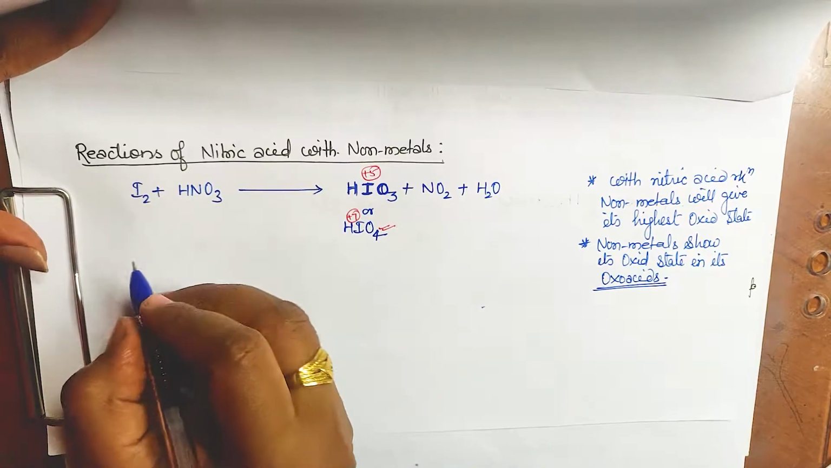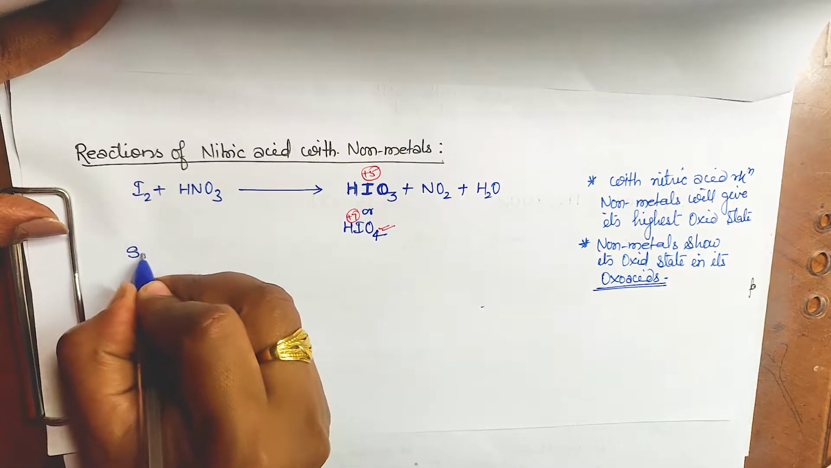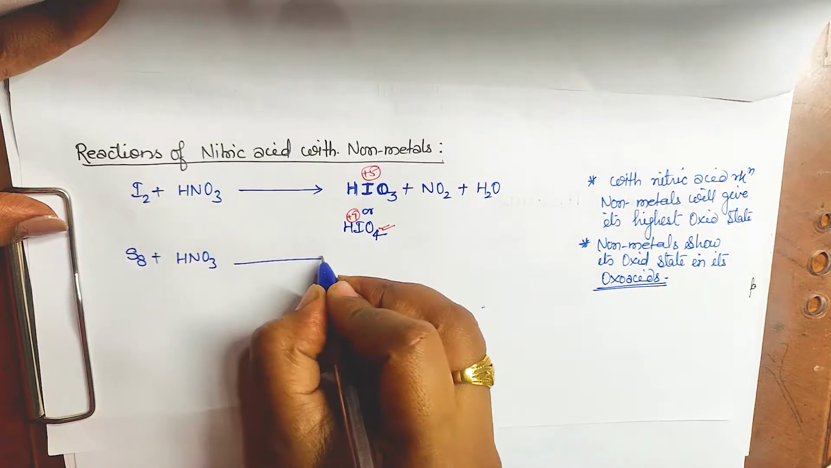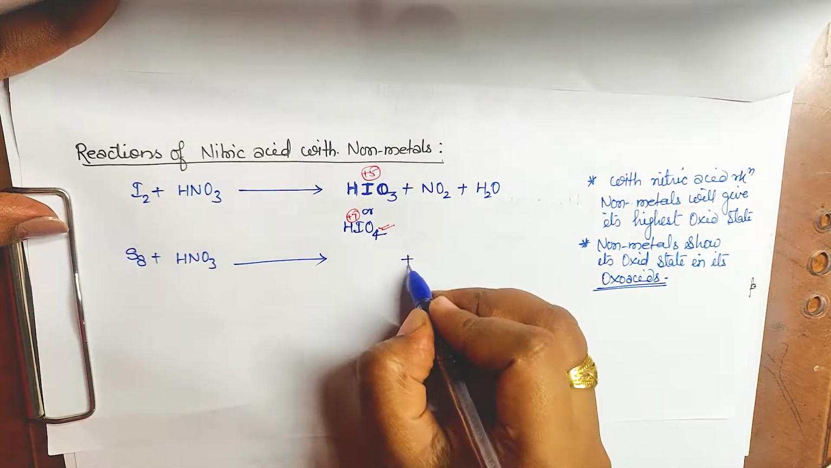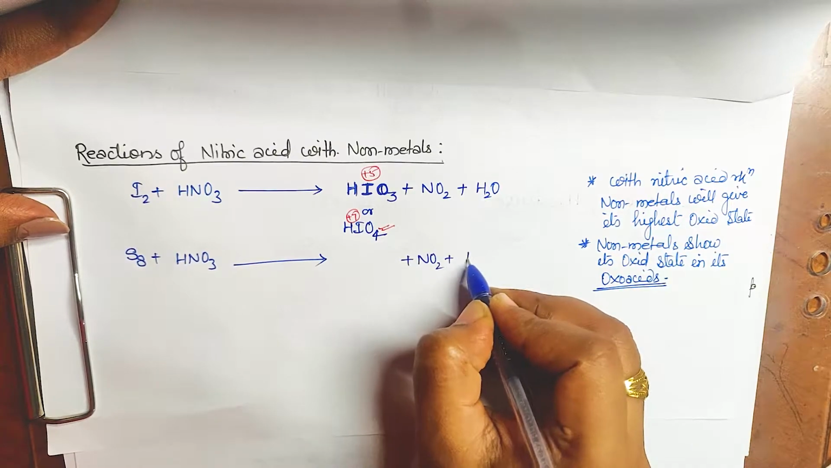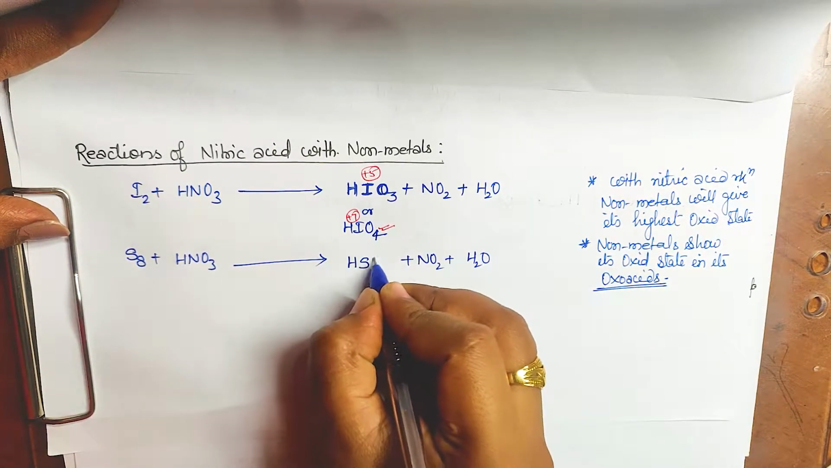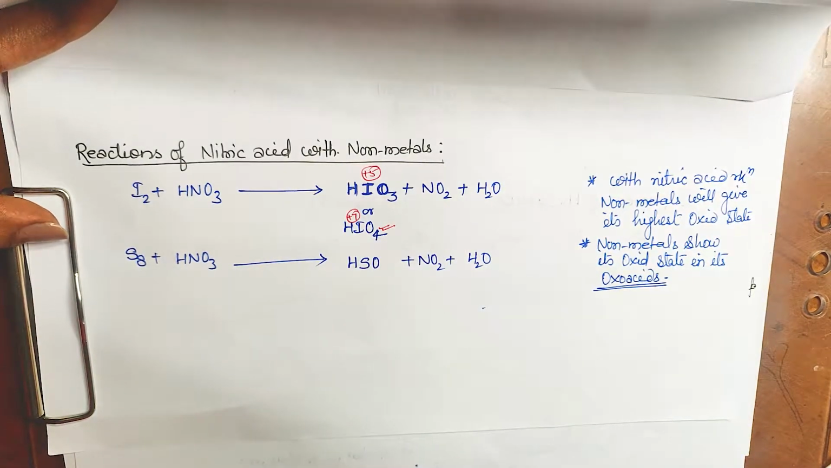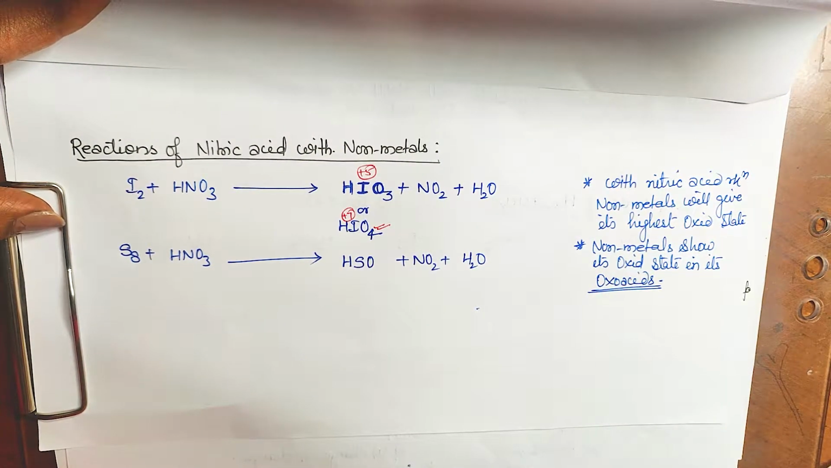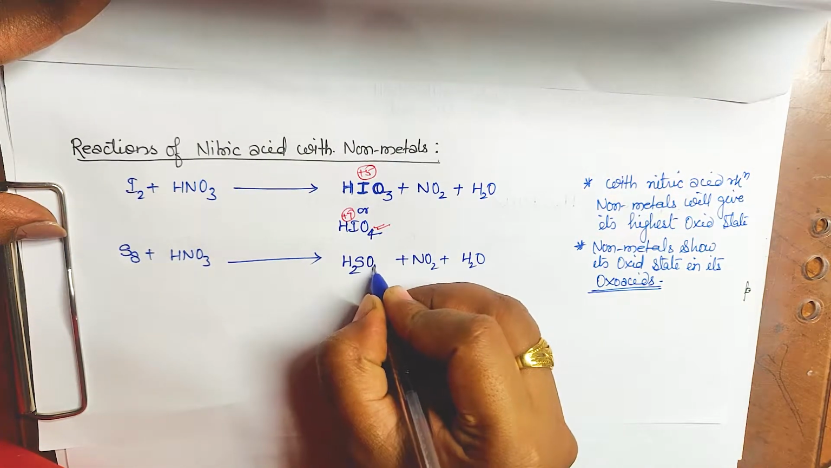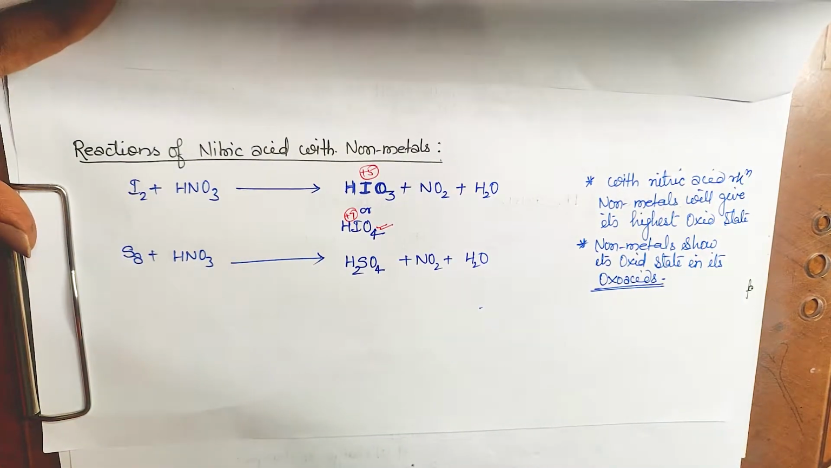Now let me ask: S8 and HNO3. Tell me now, I think you can tell me. The main product is NO2 for sure, and water will be for sure, and another compound will be H, S and O. Make a compound where the sulfur shows maximum oxidation state, and we know that sulfur has maximum oxidation state +6. So what is that compound? Yes, very good, it is H2SO4.